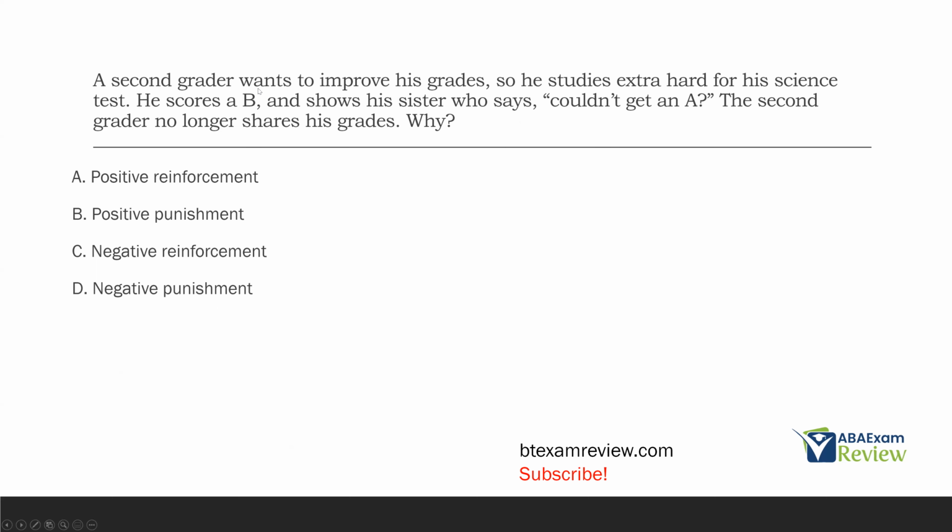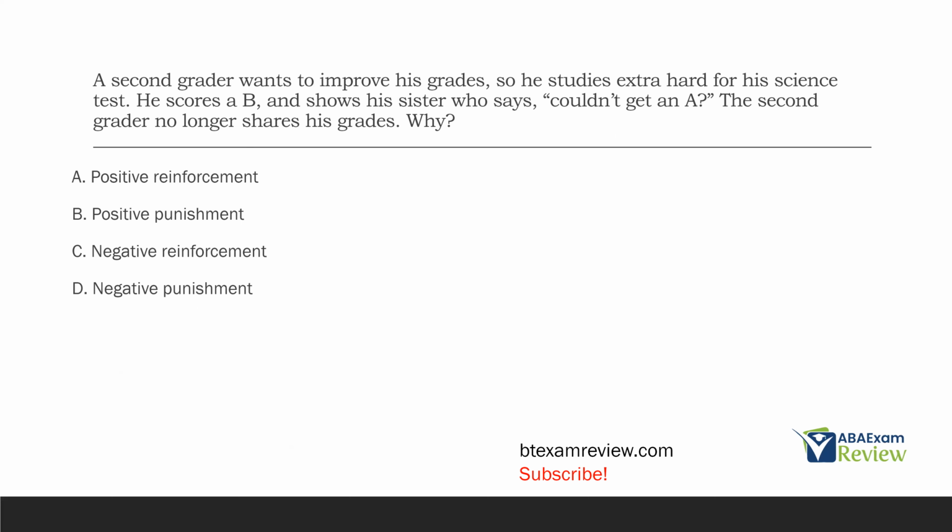The second grader scores a B, shows his sister, who as a result says couldn't get an A, and now the second grader no longer shares his grades. His behavior decreased as a result of his sister saying couldn't get an A. Sister saying couldn't get an A punished his behavior. So we know it's punishment.